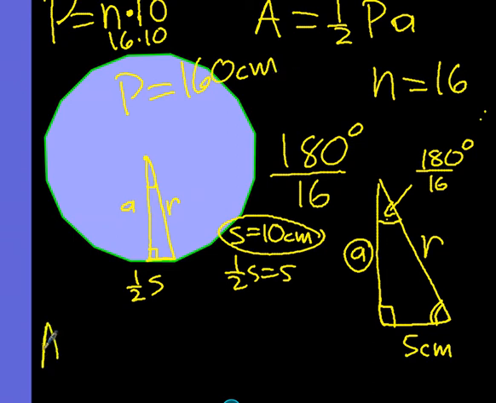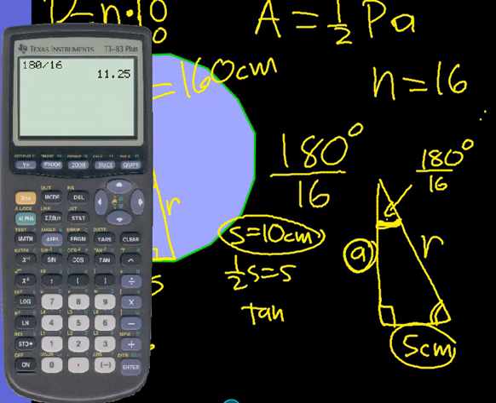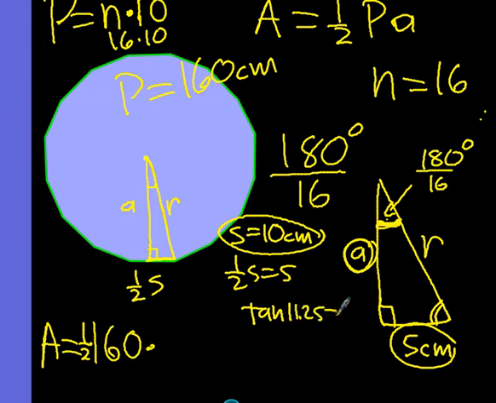So I have area equals 1/2 times 160 times the apothem. And now I just need to get the apothem. I have the side opposite the angle that I know, and I want the side adjacent. That's tangent. So tangent of that angle, 11.25, equals opposite over adjacent, which is the apothem. We know from the algebra, back from doing trig, that that's going to be the switch. So the apothem is going to be 5 over tangent of 11.25.